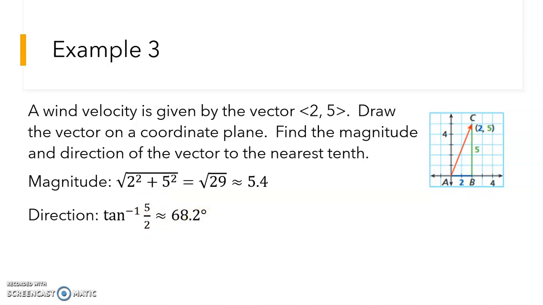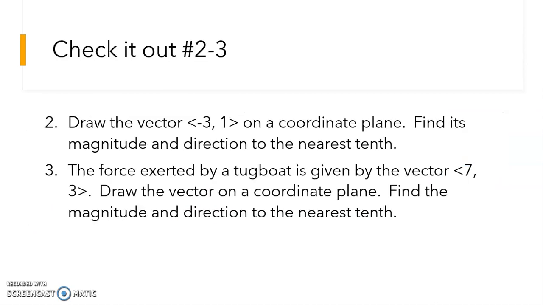So you have a check it out question coming up next. I have changed the direction of the check it out questions. In both of these questions, you need to find the magnitude and direction. Okay, in number 2, they gave you the vector -3, 1. You have to draw it and find the magnitude and direction and round to the nearest tenth. In number 3, it says the force exerted by a tugboat is given by the vector 7, 3. You have to draw the vector, find the magnitude and direction to the nearest tenth.